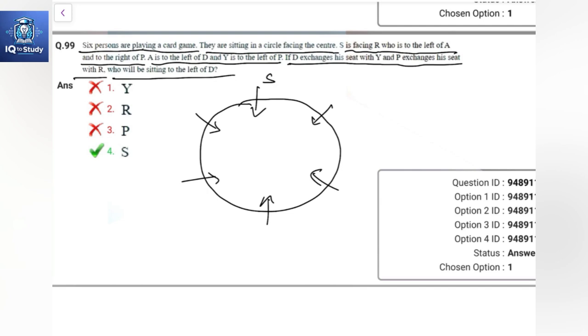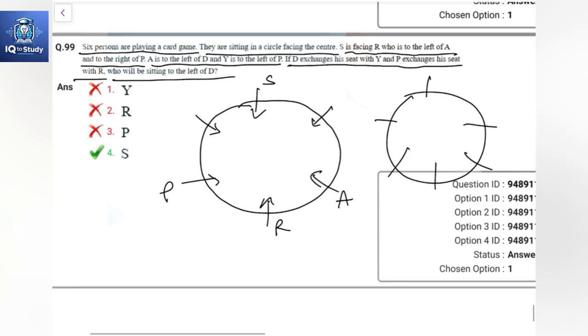According to the question, S is facing R, who is to the left of A and to the right of P. And in the second condition, they have given A is to the left of D and Y is to the left of P. Now, if D exchanges his seat with Y and P exchanges his seat with R, then who will be sitting to the left of D? Let's exchange their seats.